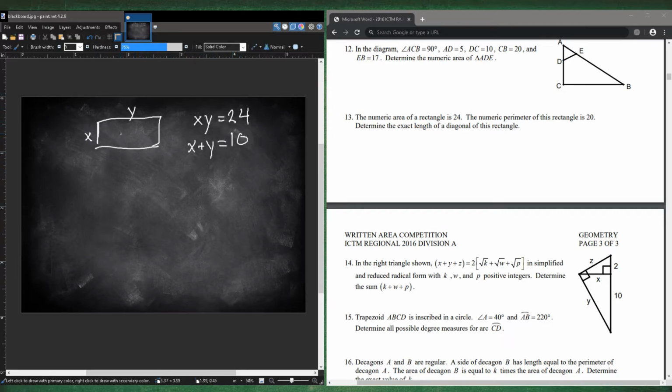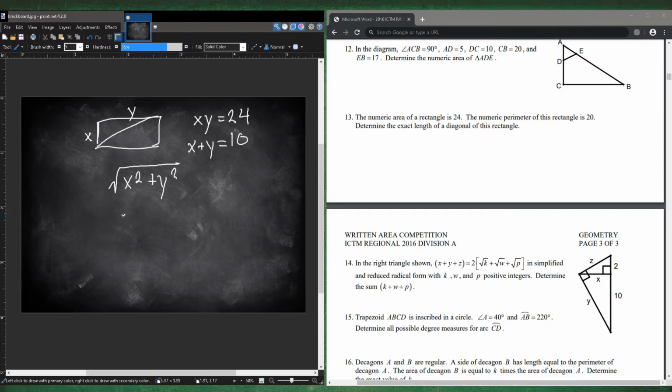So the diagonal is equal to x squared plus y squared and then the square root, right? Because it's basically just going to be a triangle. So x squared plus y squared, square root. Okay. So to find the length of this, we don't even need to find what x and y are. All you have to do is rearrange these.